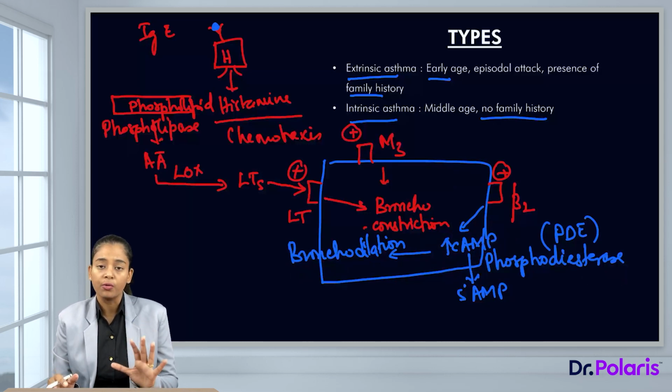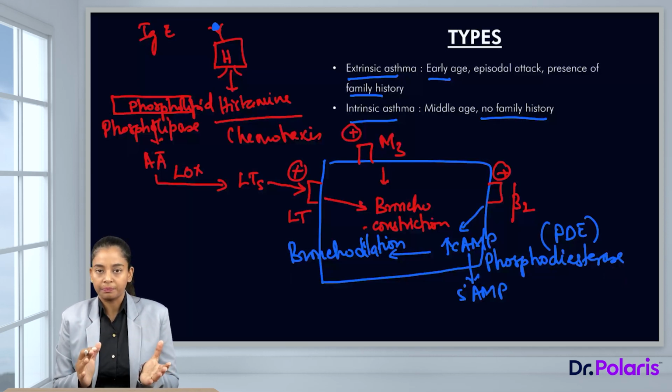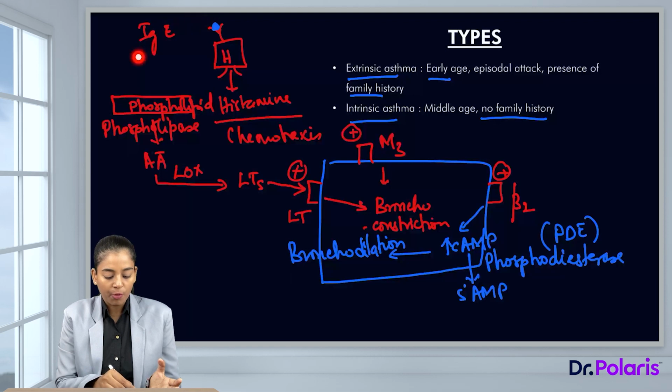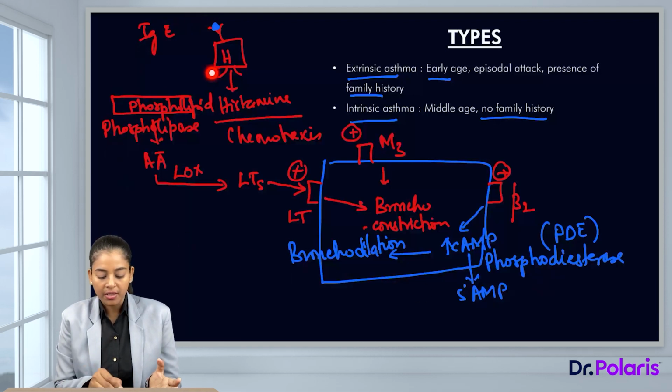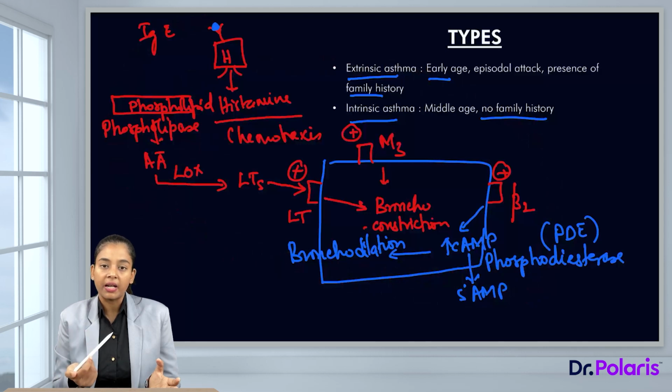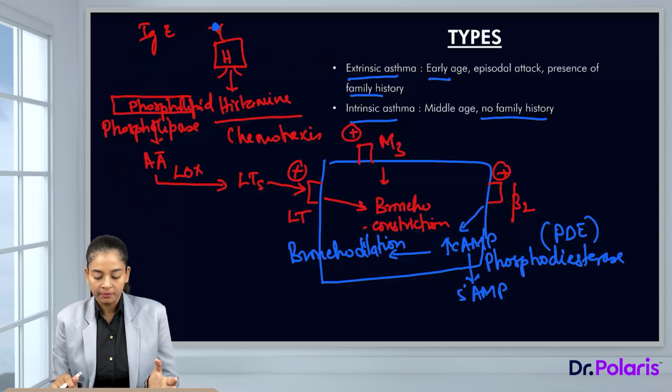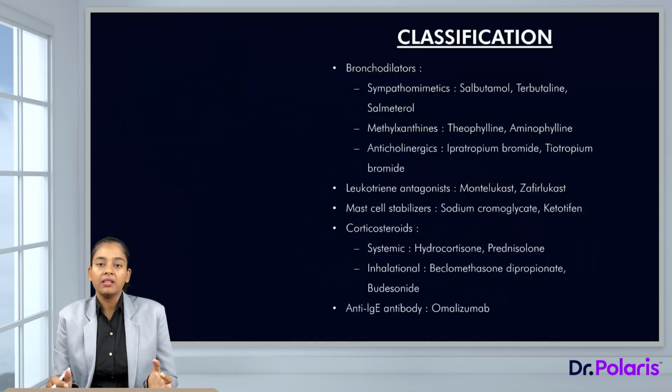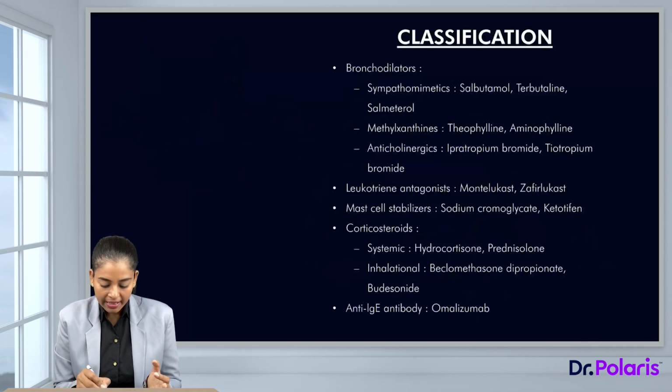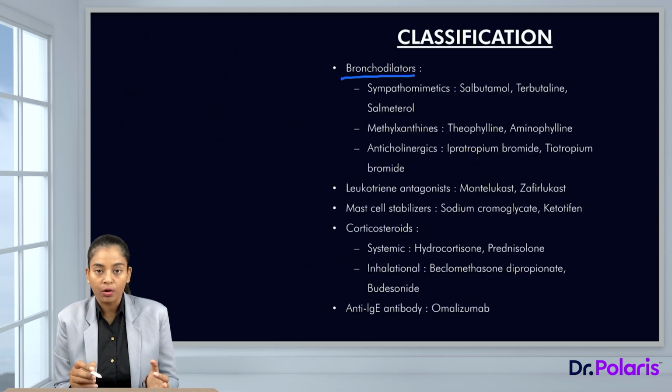Now what we want to do, we want to prevent an attack of asthma or treat an attack of asthma. Correct. So now if we modify the drugs or the receptors that are present here in this pathophysiological process, then we can ultimately treat asthma. So to classify drugs that are used in the management of asthma, bronchodilators. Okay, bronchodilators means what? From the name, they dilate the bronchus.